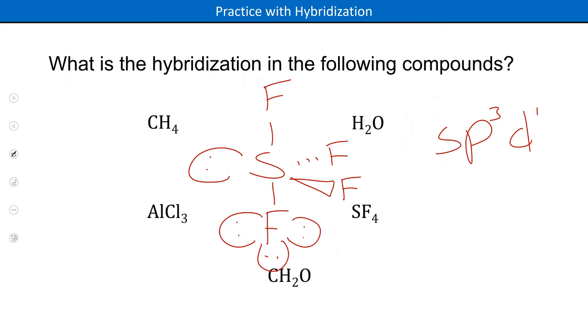So just like we started out talking about how every atom can have its own molecular geometry or electron geometry, every atom can have its own hybridization as well, right? And you would just look at, for this fluorine, four electron groups means sp3. For this sulfur, five electron groups means sp3d.